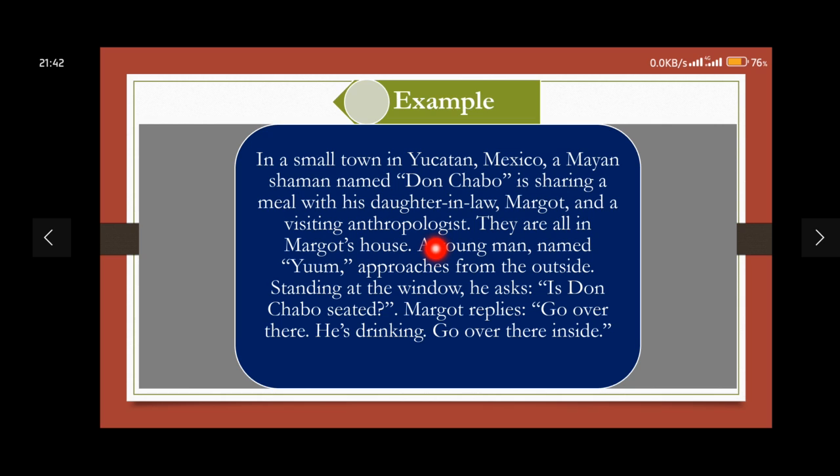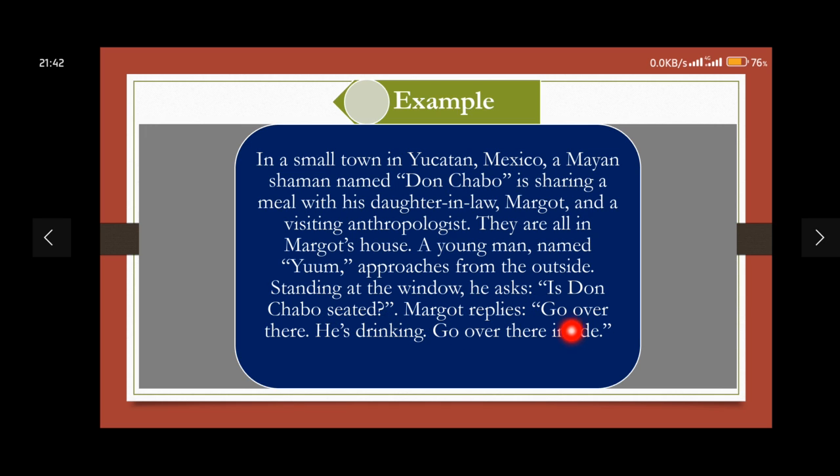So how many people are there? One is Don Chebu, who is the father-in-law of Margaret. And one is Margaret, who is the daughter-in-law of Don Chebu. And a third person is a visiting anthropologist. They are all at Margaret's house. A young man named Yom approaches from the outside, standing at the window, he asks, is Don Chebu seated?